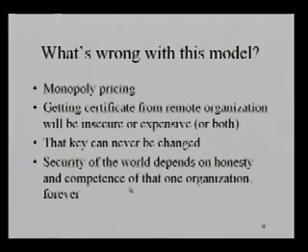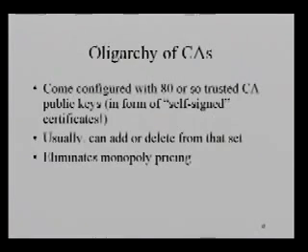Also, the security of the world depends on that one organization never having a corrupt or incompetent employee that can be tricked or bribed or threatened into misusing the key. So the next model I'll talk about is what's in browsers, and I call it the oligarchy model, which is that they come configured with 80 or so trusted public keys, and your browser will accept a certificate signed by any of those 80 organizations. Usually you're allowed to add or delete from that set. So Netscape could say, well, it doesn't really matter what keys I put in that set. If you don't trust them, you're welcome to change this default set.